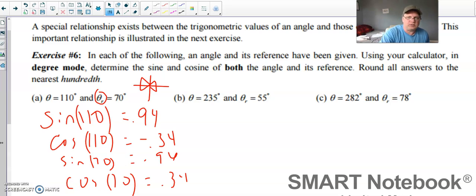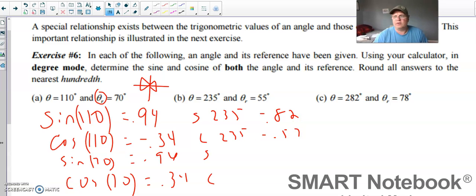Okay, the next one, I'm just going to go sine, cosine, sine, cosine. 235, 235. And this is negative 0.82, negative 0.57. 235 is in quadrant 3. So we would do 235 minus 180 to find the bow tie portion of it. And we would get sine of 55 is 0.82. Cosine of 55 is 0.57.